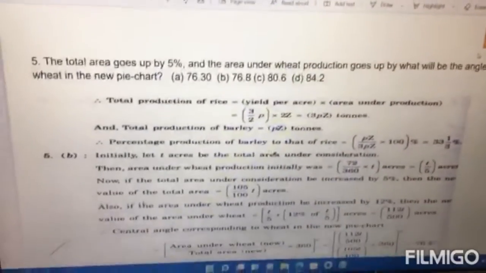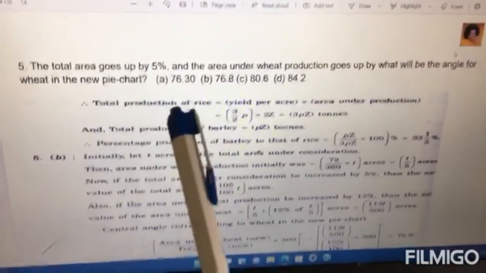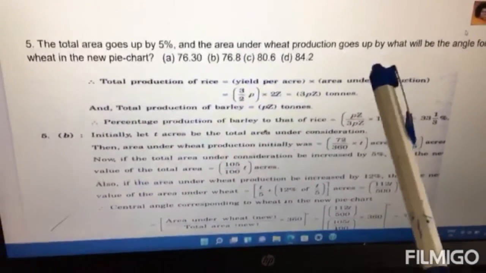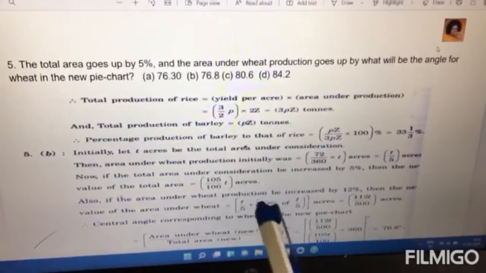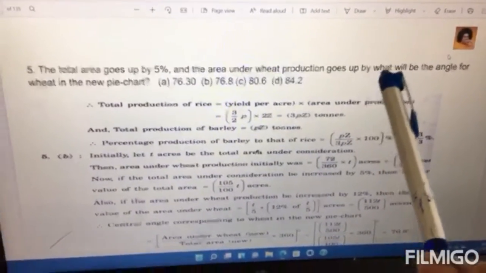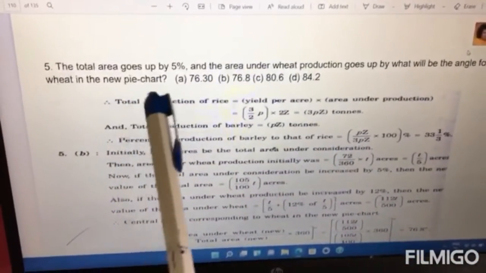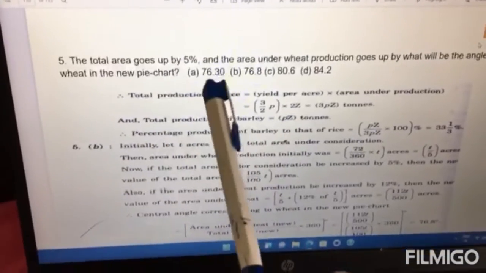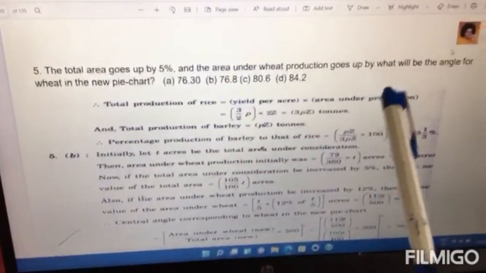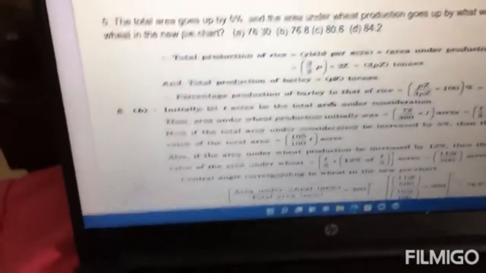Okay, question number 5. The total area goes up by 5% and the area under wheat production goes up by, actually there is 12% here. They've not mentioned it here, they mentioned it here. So here it should be 12%. Then what will be the angle for wheat in the new pie chart? So total area goes up by 5% and area under wheat production goes up by 12%. Therefore, what will be the angle for wheat in the new pie chart?